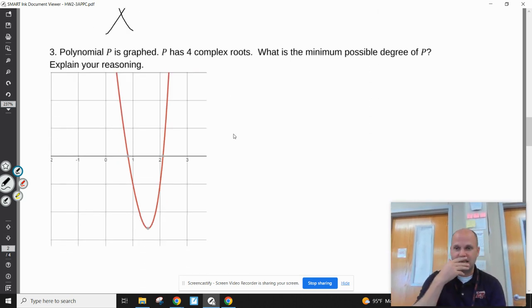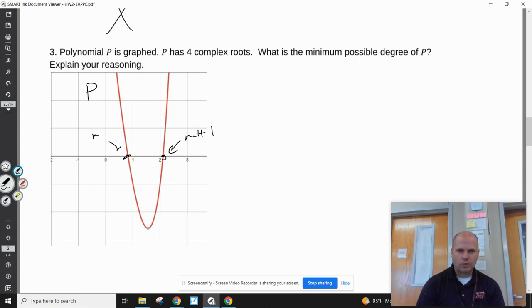Okay, the rest are pretty easy. You're given graphs, and you're either understanding what the power could be, or something else. Like, we have 4 complex roots, we're told. What is the minimum possible degree of p? This is the graph of p. Well, we can see p's got 2 real solutions right there. We're passing through at those real solutions. We're not bending. So we're thinking of this as like y equals x, a multiplicity of 1. So here's one root, multiplicity is 1. Here's another root, multiplicity is 1.